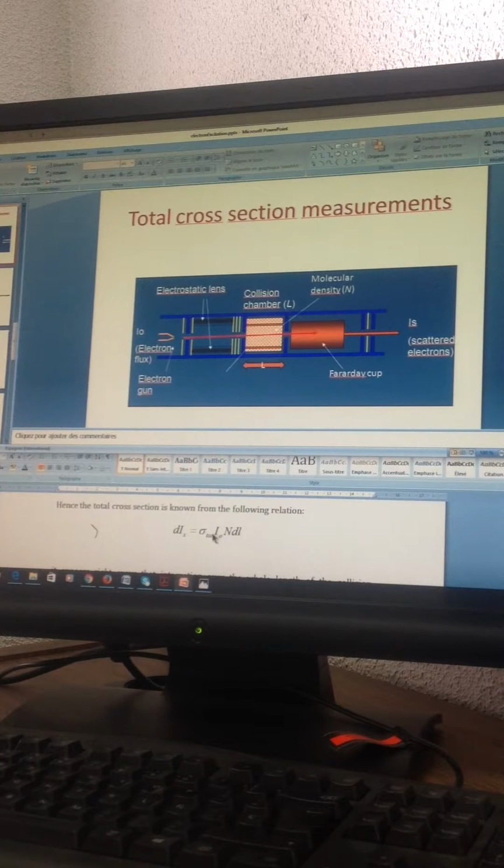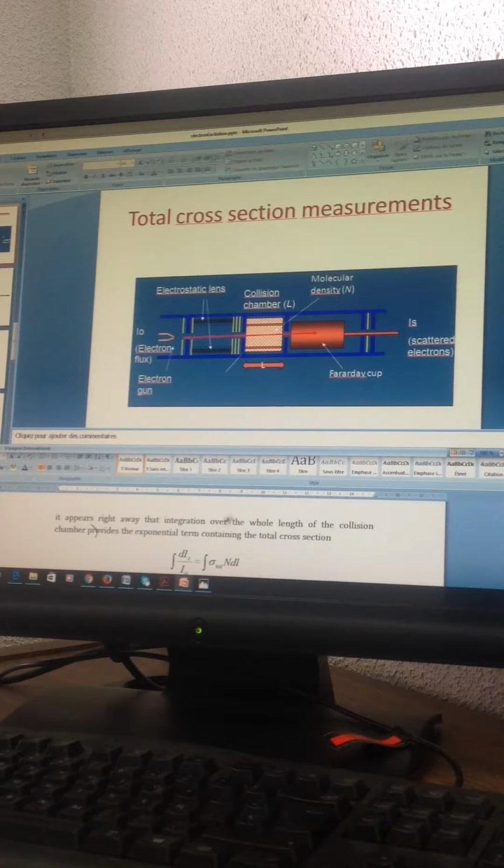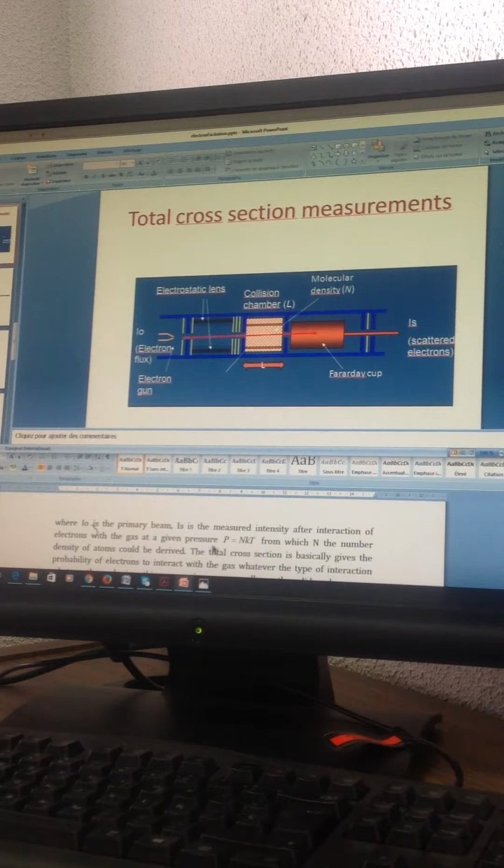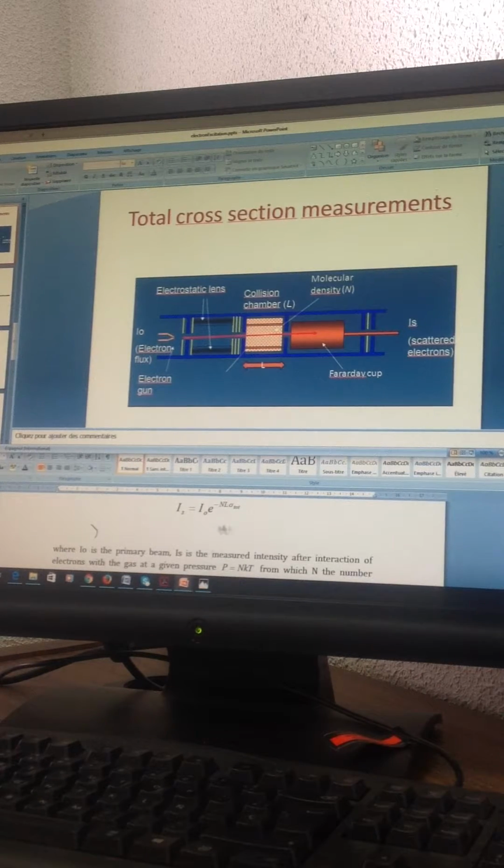This sigma total is just basically the fraction of E0, which is the incident electron, being scattered. It's just that measure, and this is specific to a gas as well. It appears right away that the integration over the whole length of the collision chamber provides the exponential term contained in the total cross-section, as you can see here, and hence you can get what is sometimes called the Beer-Lambert law, where you have n, where you have all your parameters which you can get.